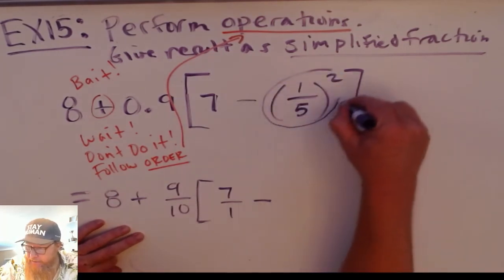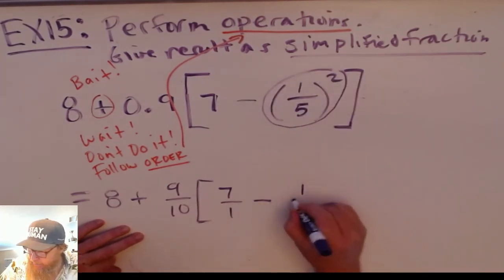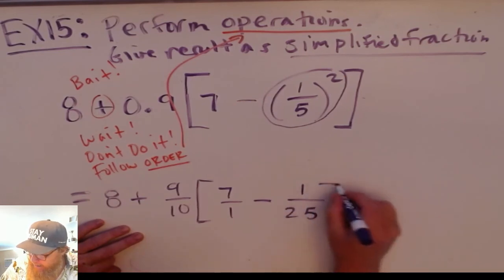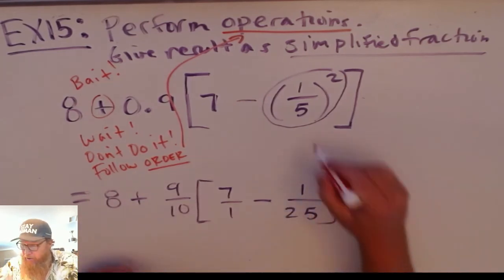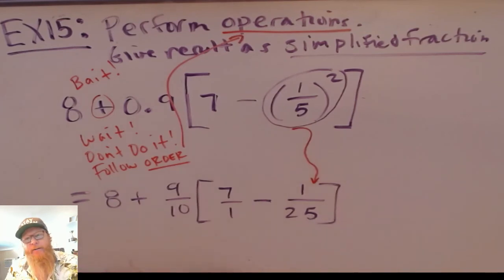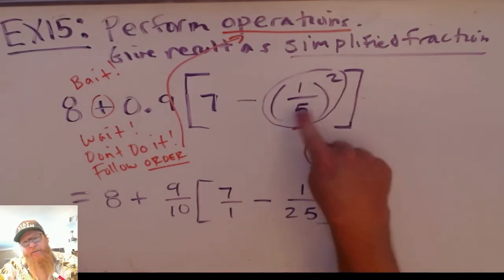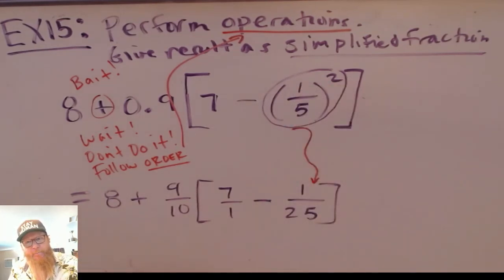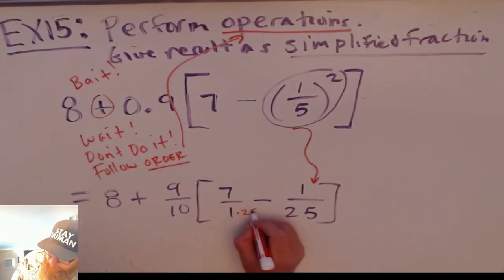And then I'm going to do the exponents. That'll be 1 over 25. So do that first. 1 times 1 is 1, and 5 times 5 is 25. Now I'm going to do my LCD, which is 25.